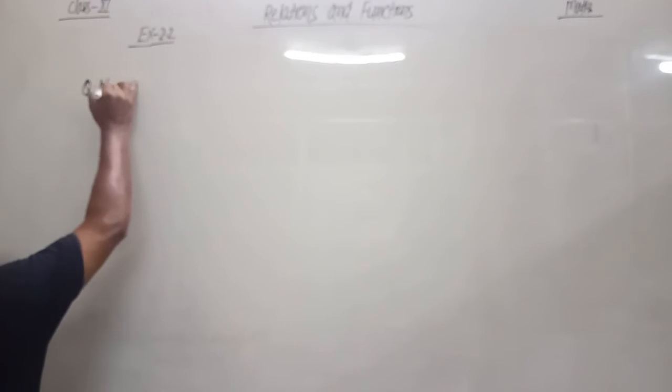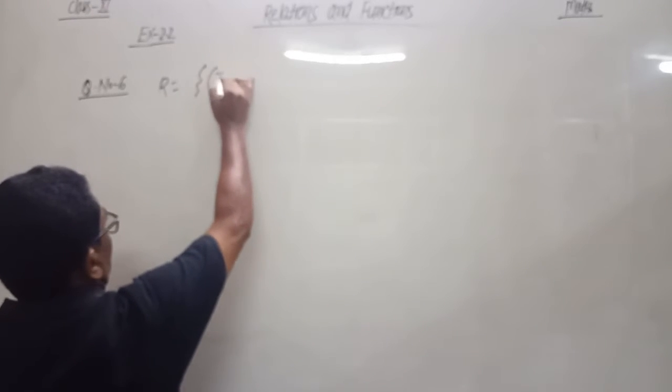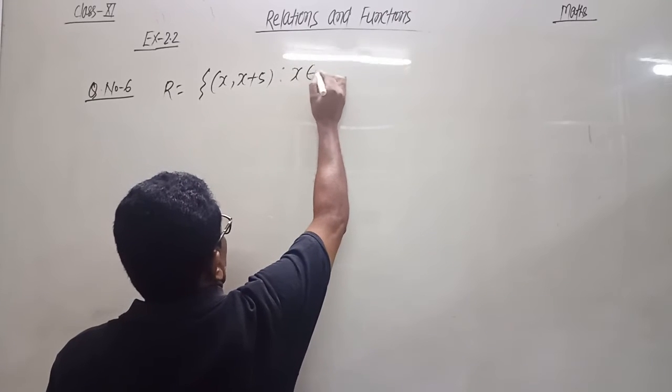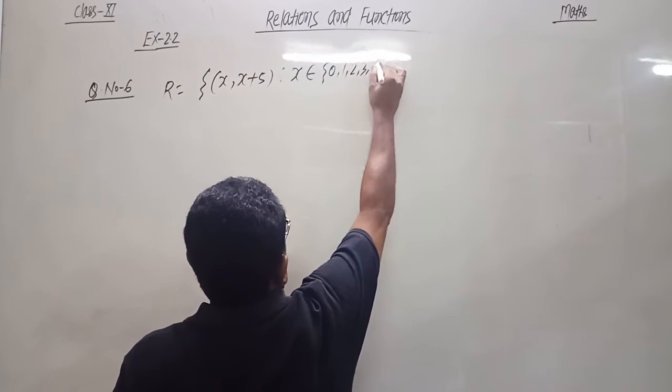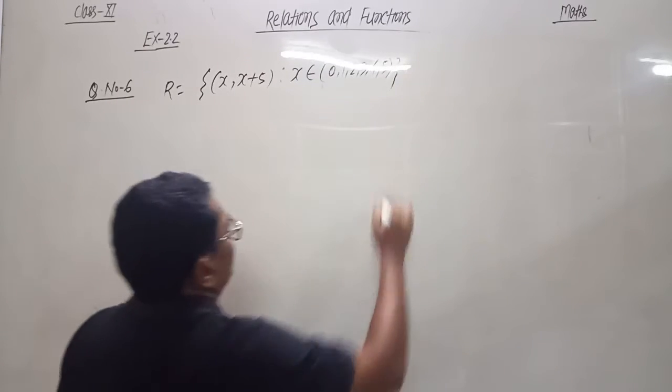Then question number 6. Determine the domain and range of the relation R defined by R equals to x comma x plus 5. The relation R is given in set builder form. R equals to ordered pair x comma x plus 5, such that x belongs to 0, 1, 2, 3, 4 and 5.